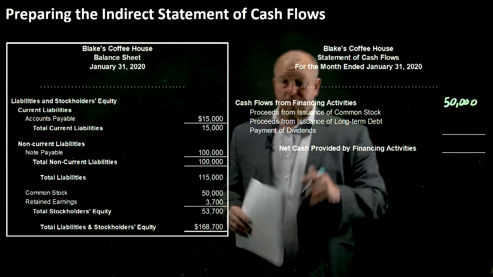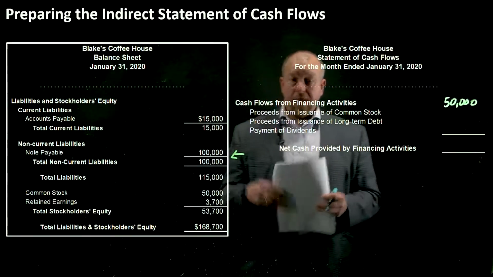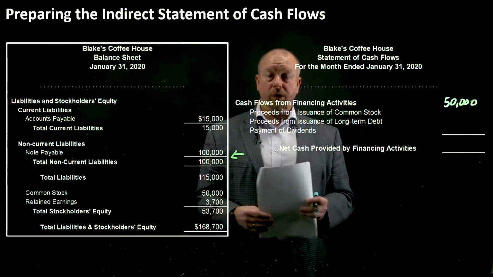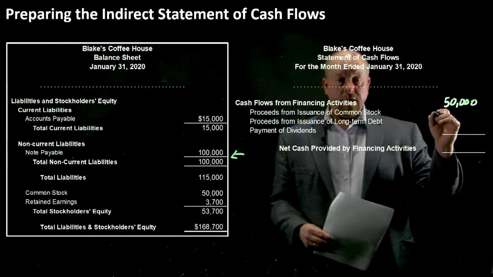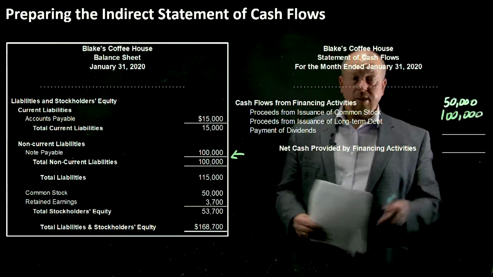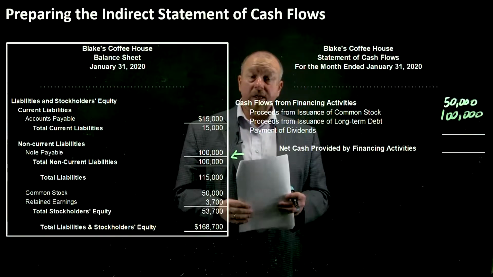Then we look at the long-term debt. There's this note payable over here. And we ask ourselves the question, why did that note payable increase from $0 to $100,000? And a little bit of investigation reveals, well, they borrowed money. So that's $100,000 coming into the company in the financing section.